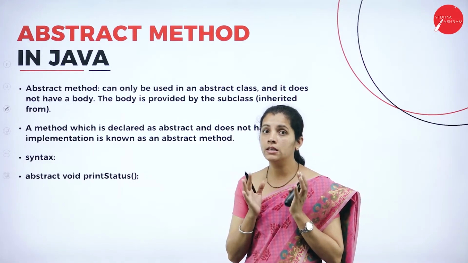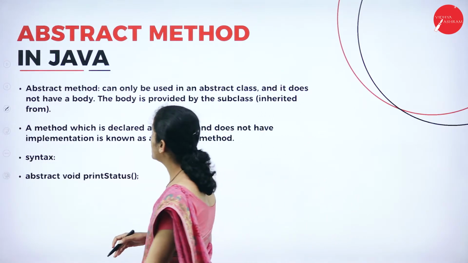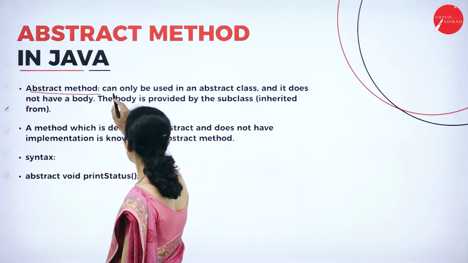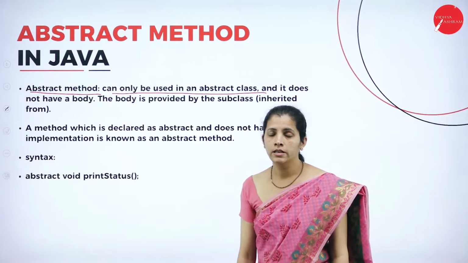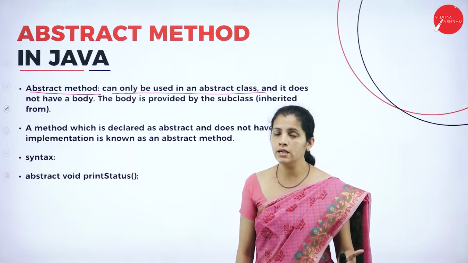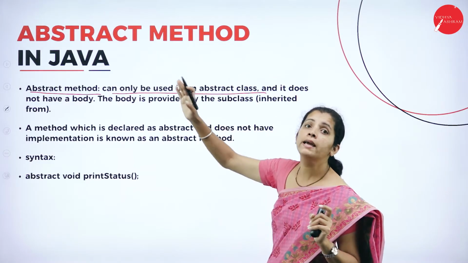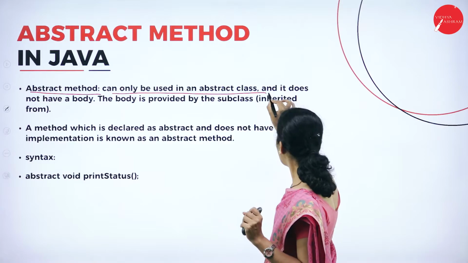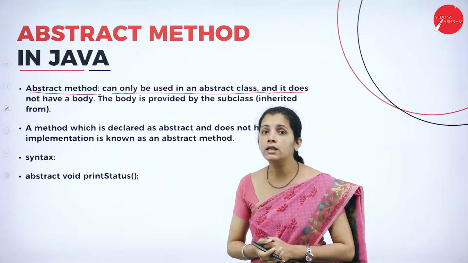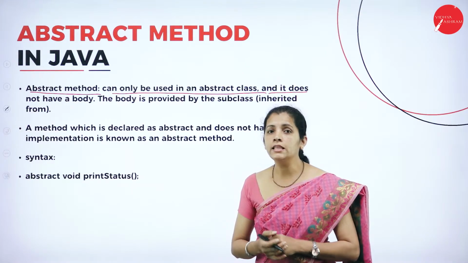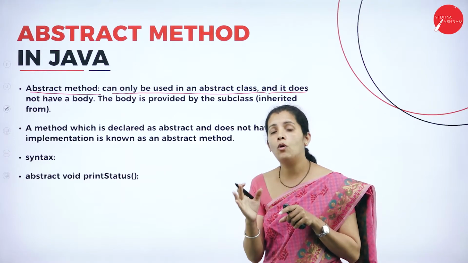Till now what we discussed is all about abstract class. Now I'm having abstract method, which can only be used in the abstract class. Dear student, please remember one thing here: I can use an abstract method in my abstract class, and it does not have a body. So what is abstract here? That is nothing but the outer look, but it does not include any body.